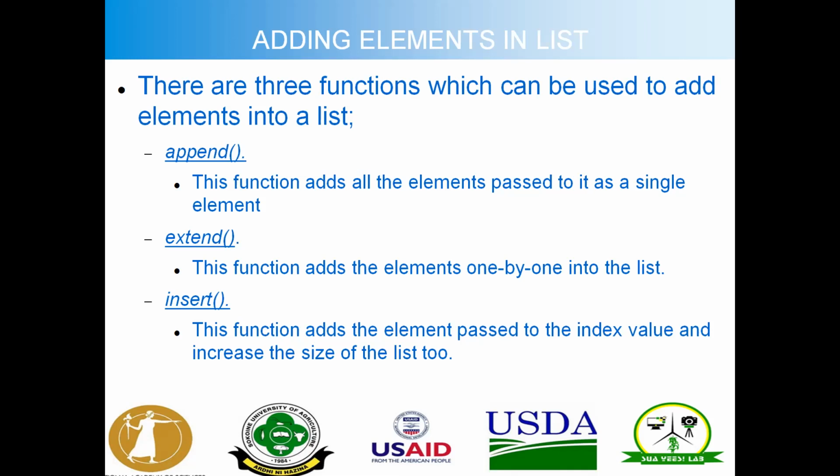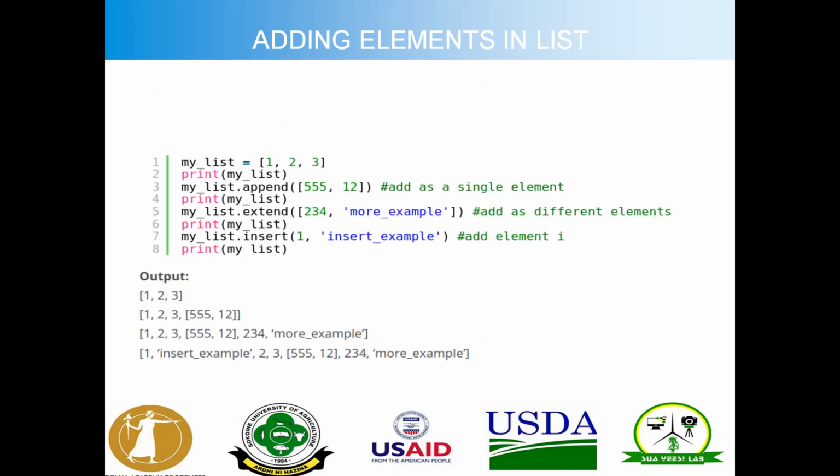So the first function, append: if you have a group of elements, they will be added to the list as a single element, so they will be grouped together. We're going to see the example. And on the second one, extend, if you have multiple items and you want to add them into the list, they will be added one by one, not as a single element. Also we have insert, which is the function that adds the element passed to the index value and increases the size of the list too. Now let's see the example so that you can understand.